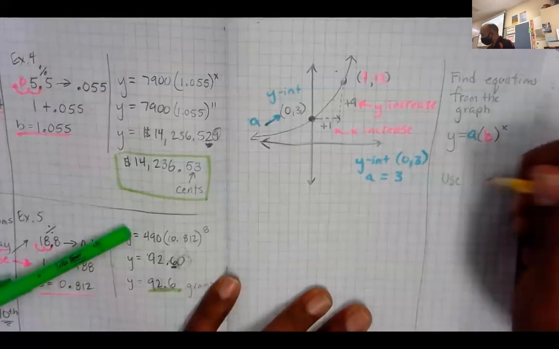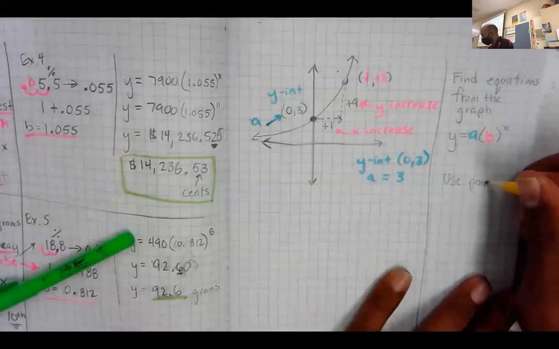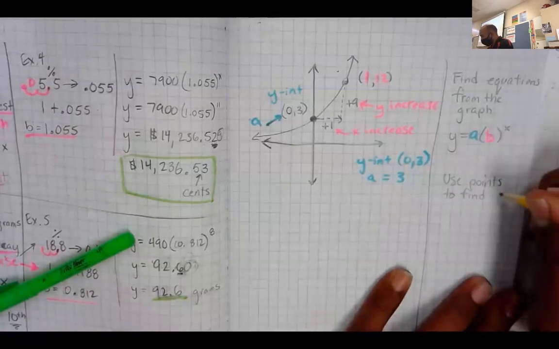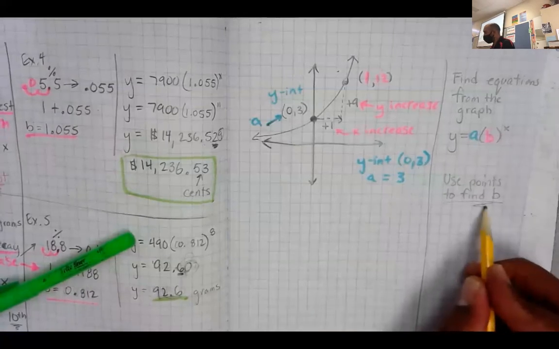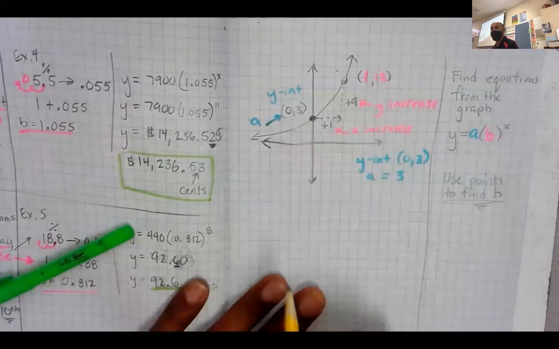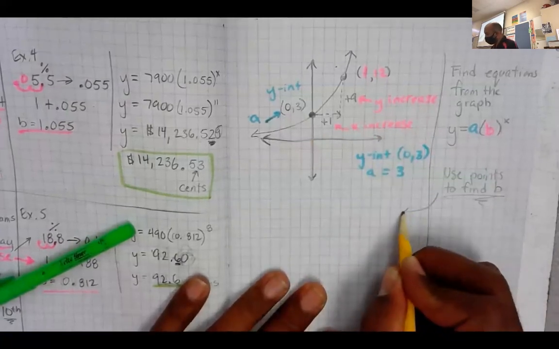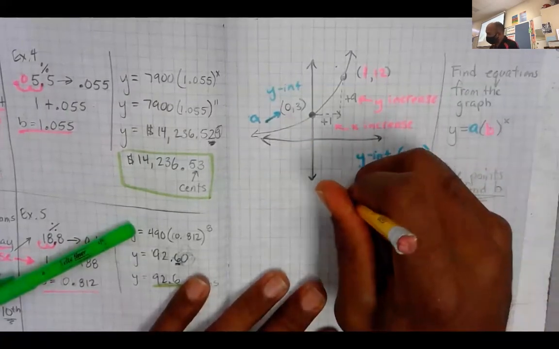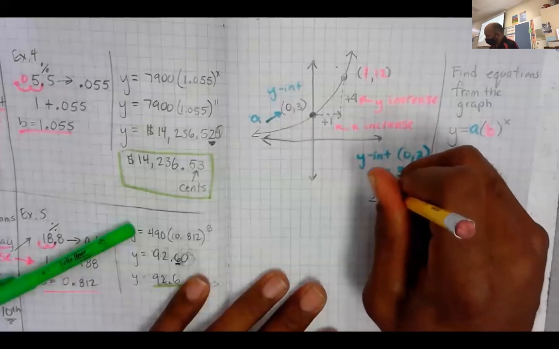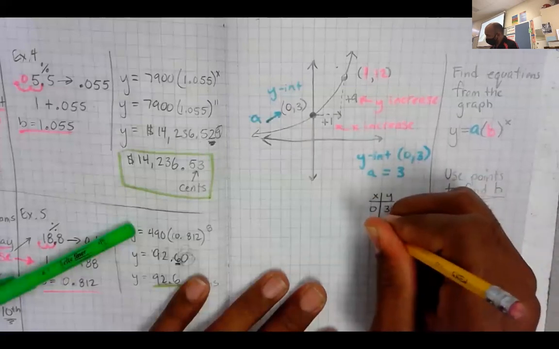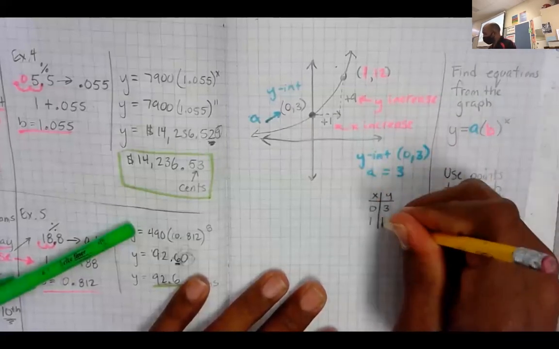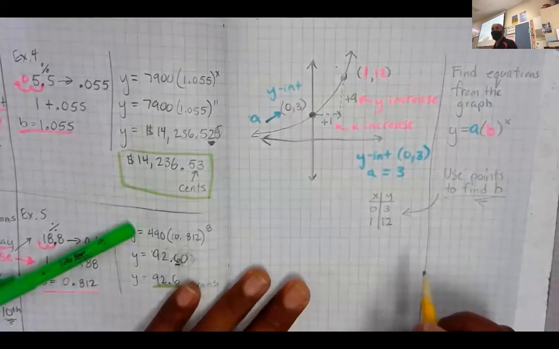Now what I'm going to do next is use the points to find the b. All right, so I'm going to take the (0, 3) and the (1, 12) and make a table. And now I have 0, 3, 1, 12. You don't have to do this, but it just makes it easy to see.